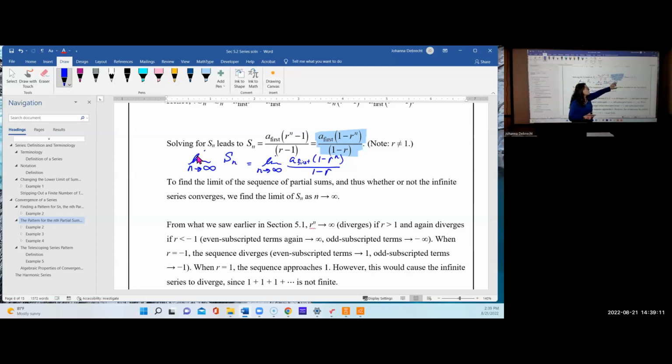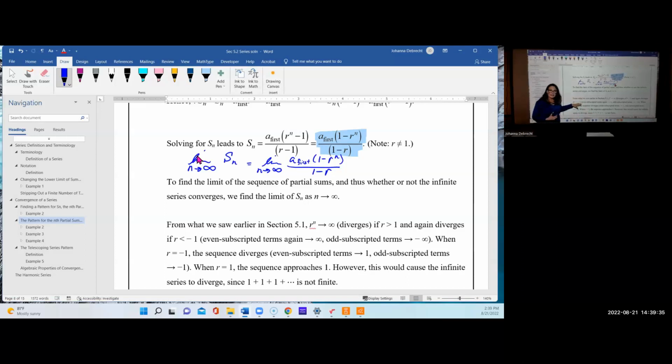Now, if r turns out to be greater than 1, remember what we saw in section 5.1 when we were talking about sequences. If we allow r to be greater than 1, then r to the n goes to infinity. In other words, it diverges. And if it diverges, then we know that the series, the sum of it, is going to diverge as well.